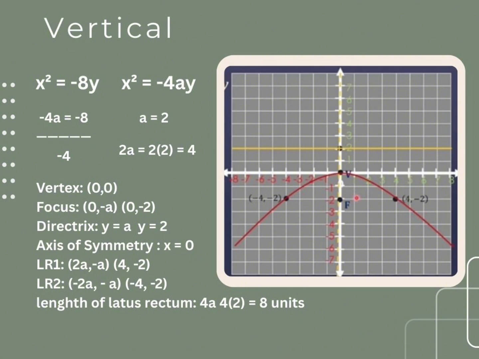The latus rectum is a line segment through the focus, perpendicular to the axis of symmetry. Endpoints of the latus rectum: latus rectum 1 is (2a, negative a). Replace the a with 2, we get (4, negative 2). Latus rectum 2 is (negative 2a, negative a). Again, replace the a with 2, we get (negative 4, negative 2). The length of the latus rectum is 4a, which is equal to 8 units.